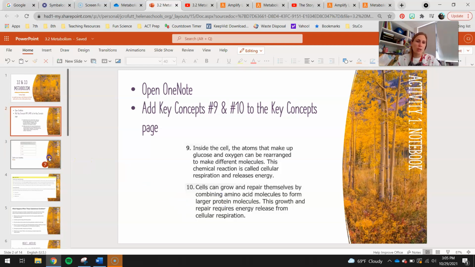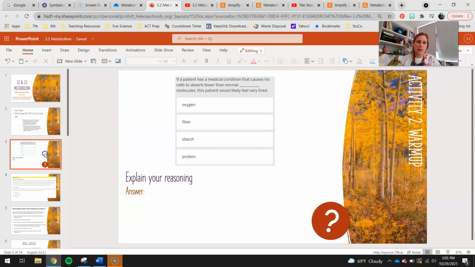That being said, you should have also done your warm-up on slide 3. So if a patient has a medical condition that causes his cells to absorb fewer than normal blank, you would use the draw tool to circle your answer: molecules. This patient would likely feel very tired. So circle the one thing that we would see less of in his cells that would cause him to feel tired, and explain your reasoning.